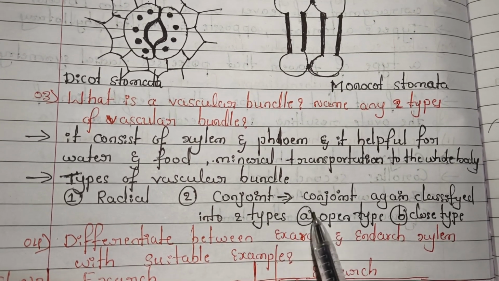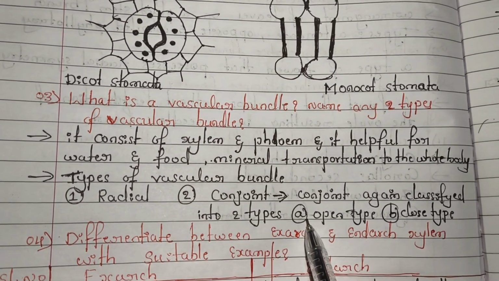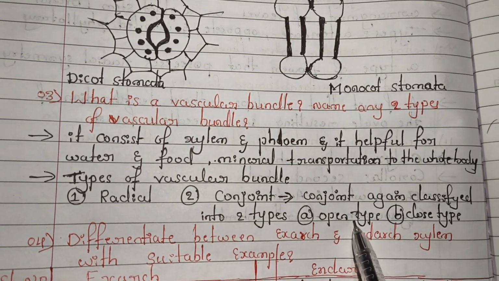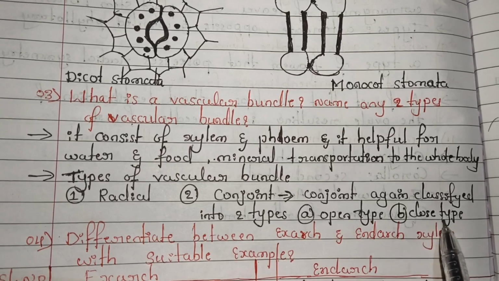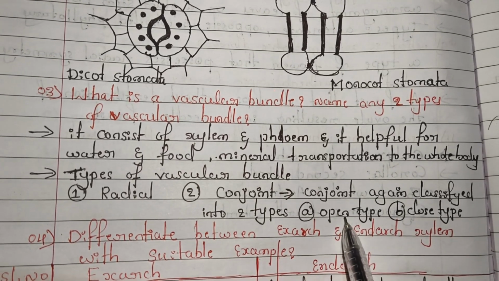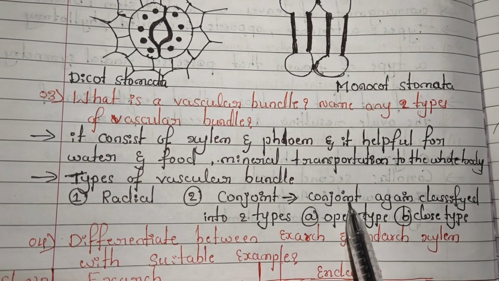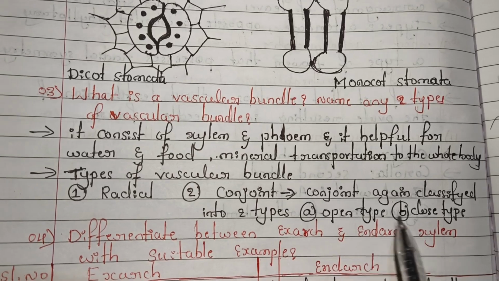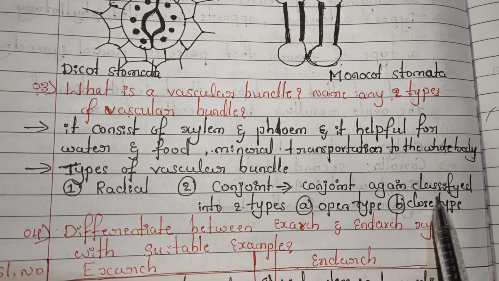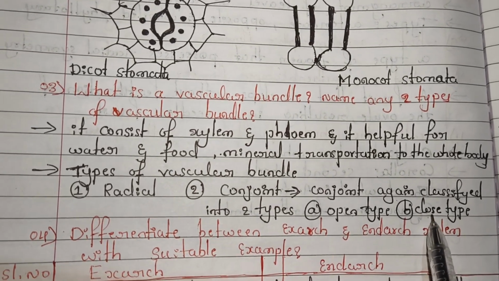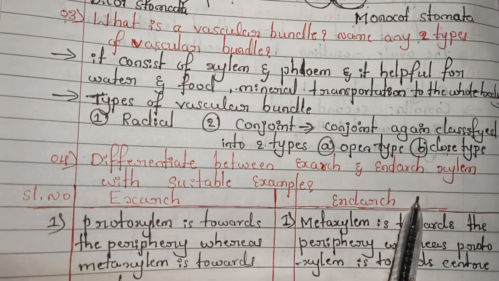In conjoint there are two types: open type and closed type of vascular bundle. Open type means between the xylem and phloem they have a cambium. If between the xylem and phloem they don't have a cambium, it means closed type. Next question.